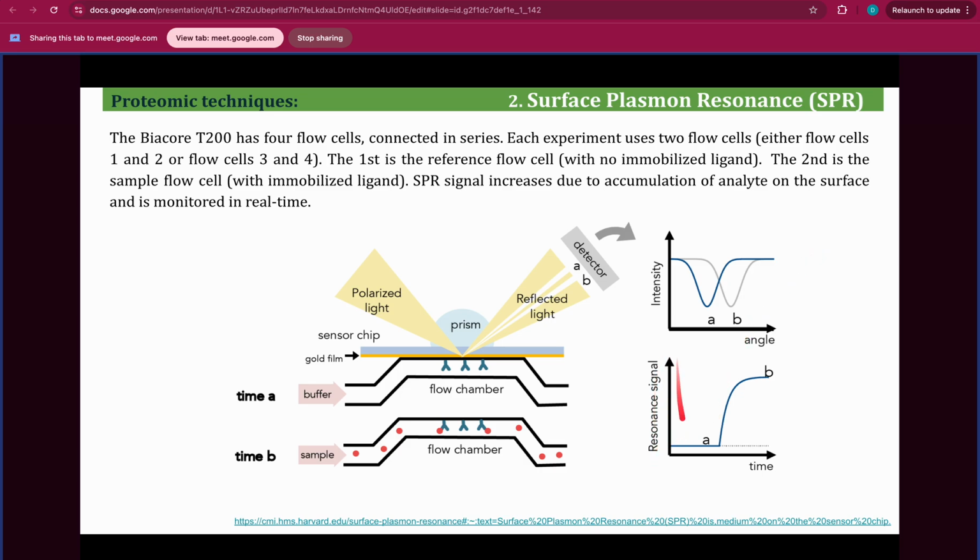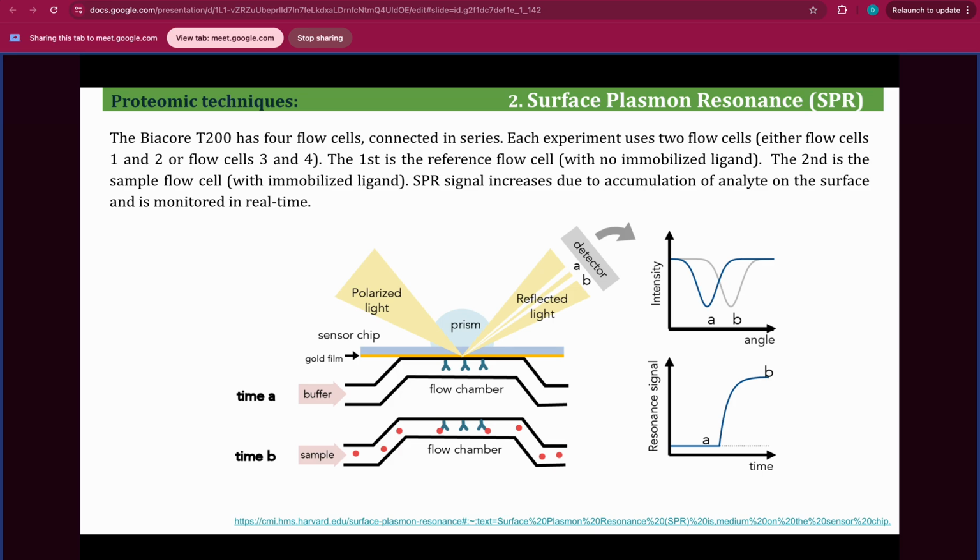Similarly, the resonance signal shows a rise as soon as the sample is passed. So in that way we can compare how much the signal changes. The more the signal changes, the stronger the interactions happening. In that way we can compare different samples and study protein-protein interaction strengths and whether proteins are interacting or not. Those comparisons can be performed by just looking at the angle of reflection of the light through the medium.